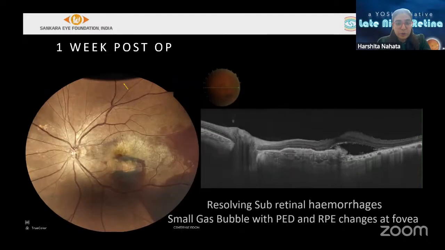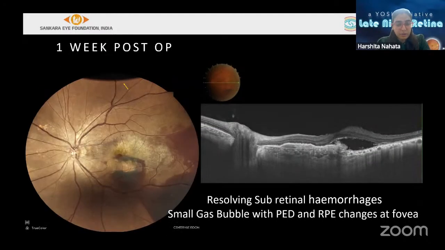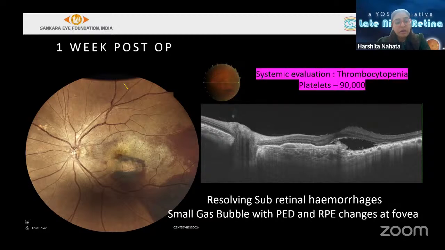Now 1 week post-op, as the previous time, resolution of hemorrhages is noted and a small gas bubble is still remaining with PD and RP changes at the fovea. At this stage, we also decided to get a systemic evaluation done for the patient since he had bled for the second time. On systemic evaluation, we noted that he had thrombocytopenia with a platelet count of about 90,000.